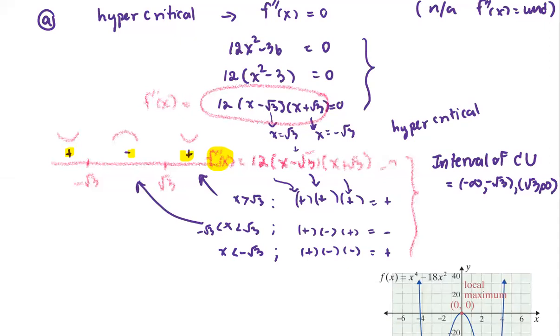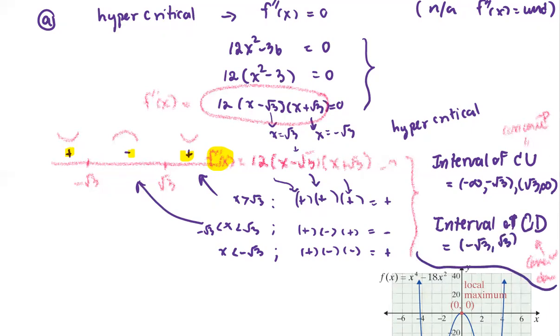And then the interval of concave down, CD. I put the note here. This is concave up, and this one is concave down. So only the middle one is concave down. So then it's just the interval negative square root 3 to positive square root 3. Okay, so this is the answer for part A.